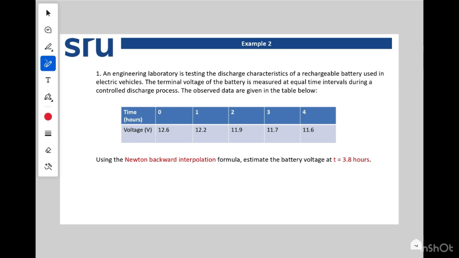So this is your example 2. You can try this example yourself. Here you can see you have a total of 5 data points, and using the Newton backward interpolation formula, you have to estimate the battery voltage at t equal to 3.0 hours. It lies somewhere here, around 3.8. So you can use the Newton backward interpolation formula here.